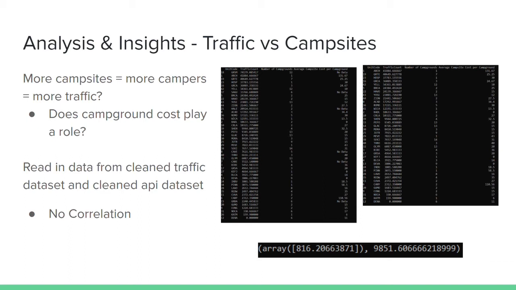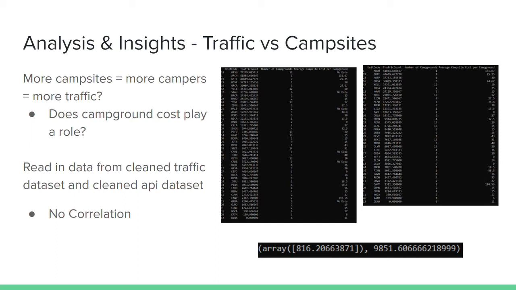People go to national parks for recreation. Since camping is a popular activity and also one of the few activities every park offers, we wanted to see if the number of campgrounds and possibly the cost of campgrounds would influence traffic count. We read in data from the clean traffic dataset and the cleaned API dataset, dropped the necessary columns from the API dataset, then merged and sorted the data by traffic count.